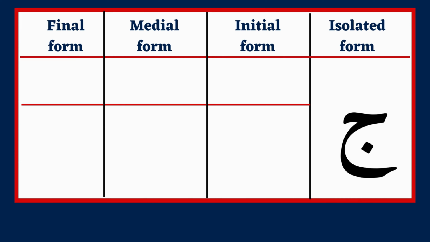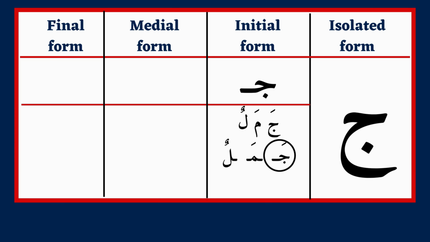Jim accepts joining from both the right and left sides, like the previous letters. When Jim begins a word, it is written this way. Leaving it that way indicates its readiness to connect with the letter that follows it.